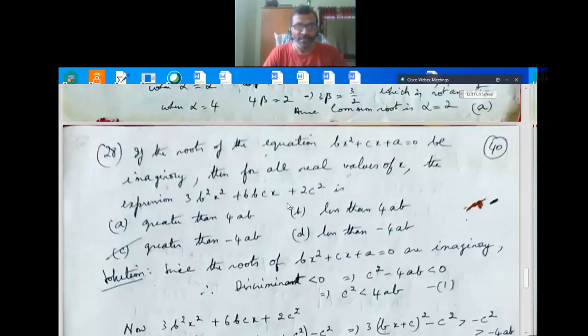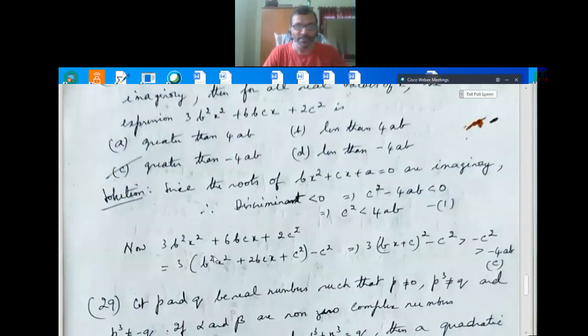Now I consider the second equation, 3b squared x squared plus 6bcx plus 2c squared. Here 3 can be taken common: 3 into b squared x squared plus 2bcx plus c squared. If I multiply, it is actually 3c squared, but here 2c squared is there, so 1 extra. So I added and subtracted c squared. So minus c squared. Simple. So 3, now this will be a squared plus 2ab plus b squared, so bx plus c whole squared, minus c squared.